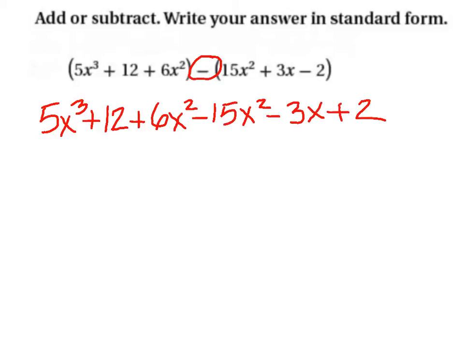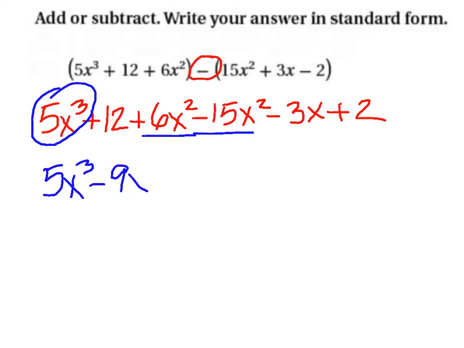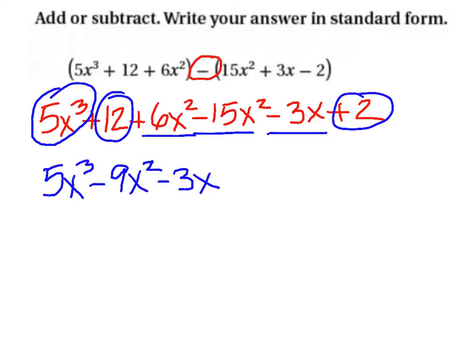And then add like terms. You have a 5x to the third, but nothing else to add it with. Your next power down of x is squared. 6x squared minus 15x squared is minus 9x squared. We just have a minus 3x for the x terms, and then a 12 plus 2 is 14.